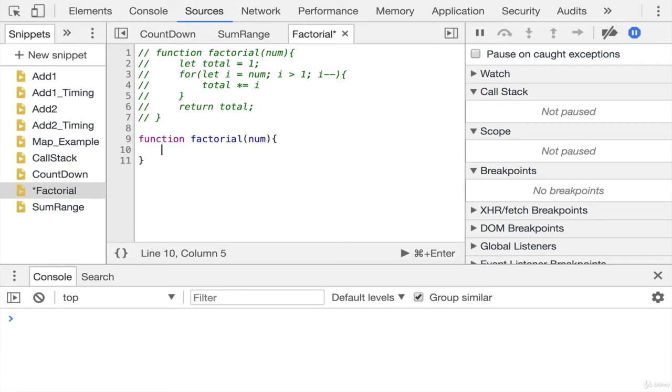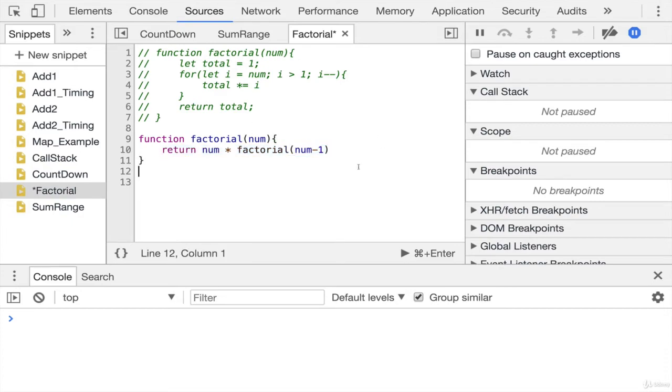And what we're going to do, factorial of 3 is equal to 3 times the factorial of 2. Factorial of 2 is equal to 2 times the factorial of 1. So at the end of the day, we're going to return here num times factorial of num minus 1. So hopefully this part makes sense.